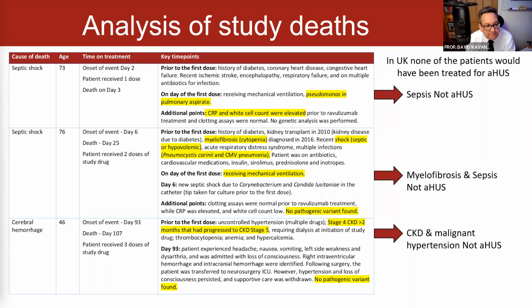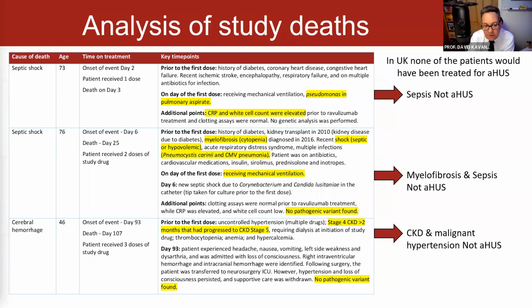The first patient here is 73, and he had a history of diabetes, coronary heart disease, congestive heart failure. He had a stroke, he was encephalopathic, he had respiratory failure, and he was on multiple antibiotics for infection. So he was clearly already infected. On the day he received eculizumab, he was receiving mechanical ventilation and he had Pseudomonas in his chest. Additionally, his CRP and white cell count were elevated prior to the eculizumab.